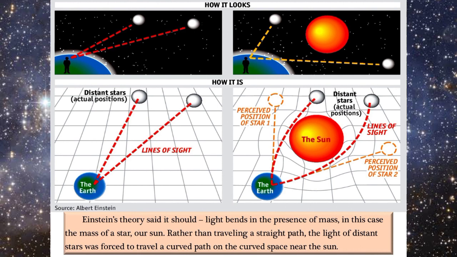The eclipse of 1919 fit the bill nicely. Einstein's theory said that light bends in the presence of mass. In this case, the mass of a star or sun. Rather than traveling a straight path, the light of distant stars was forced to travel a curved path on a curved space near the sun.